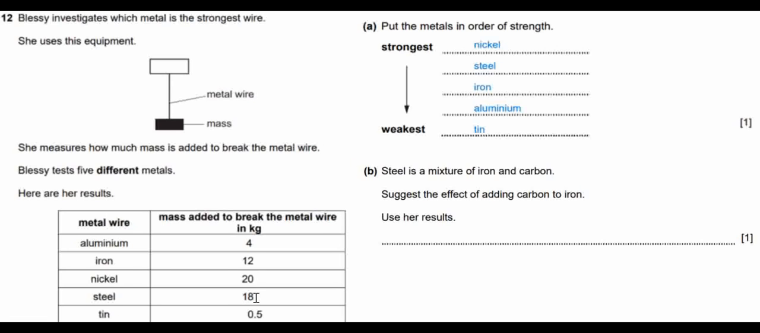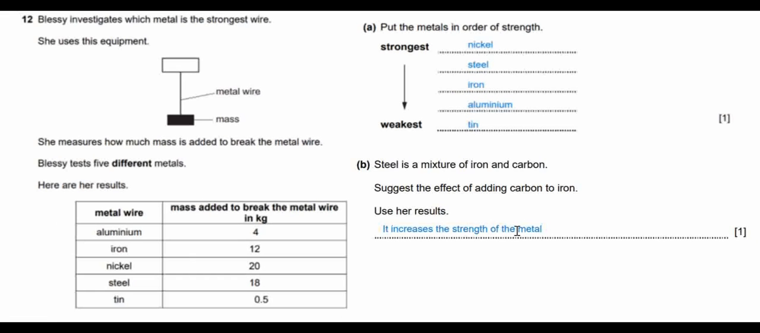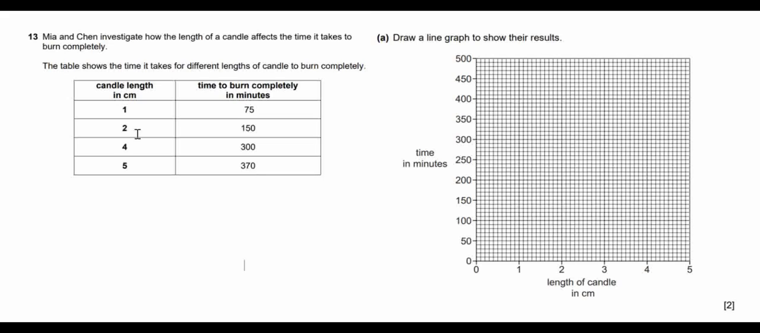Alright, let's open up the answer. Okay, it increases the strength of the metal. So from iron 12 it becomes steel 18. So adding carbon increases the strength of the metal. Next. Now we are in question 13.